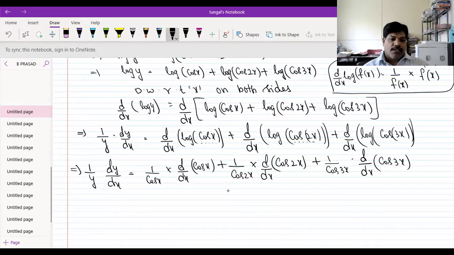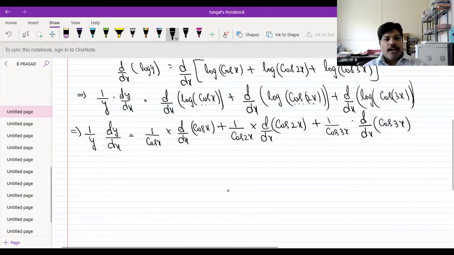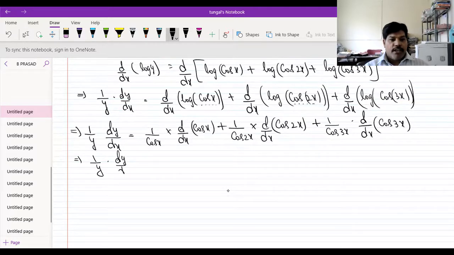So what are the formulas here? You can understand that 1 by y into dy by dx is equal to 1 by cos x into, see that carefully, the derivative of cos x, which is nothing but minus sin x.